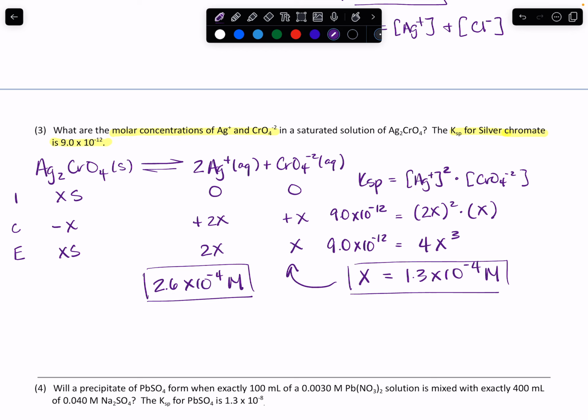All right, so we've got 9 to the negative 12. Is that divided by 4? All right, now I'm going to take the cube root of that. No, that's right. I don't know why it seems too big to me, but the math works out. So we have 1.3 times 10 to the negative 4th molar of chromate in solution, 2.6 times 10 to the negative 4th molar of silver ions in solution if it is saturated.